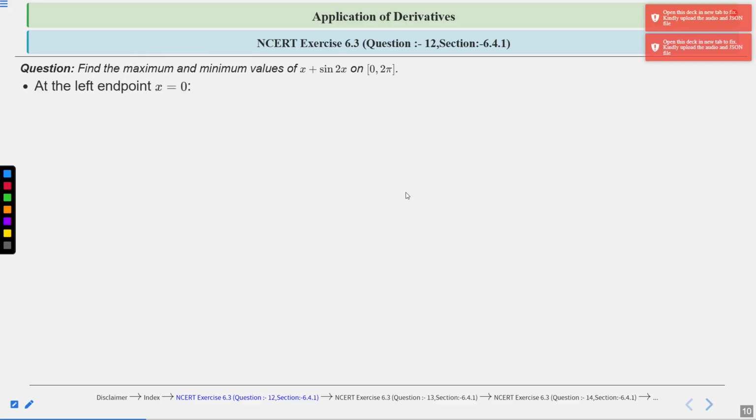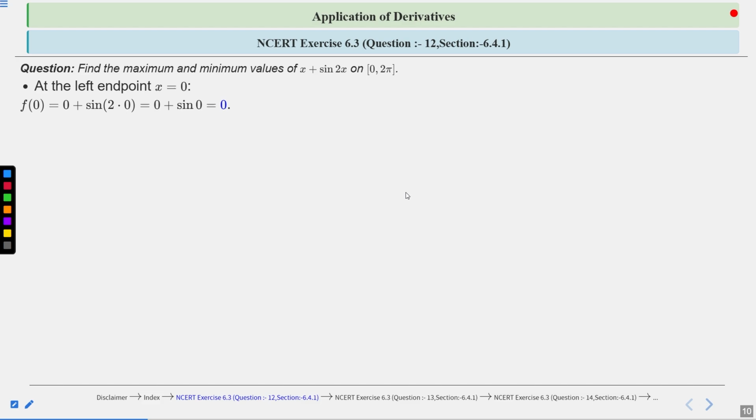Now at the left endpoint x equal to 0, what will be the value of the function? f of 0 will be 0 plus sine 2 into 0, which is equal to 0 plus sine 0, which is equal to 0.